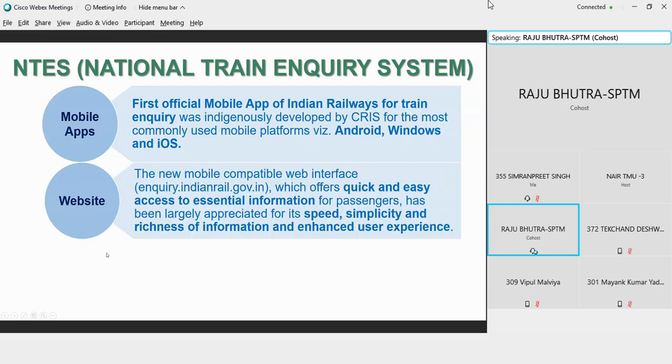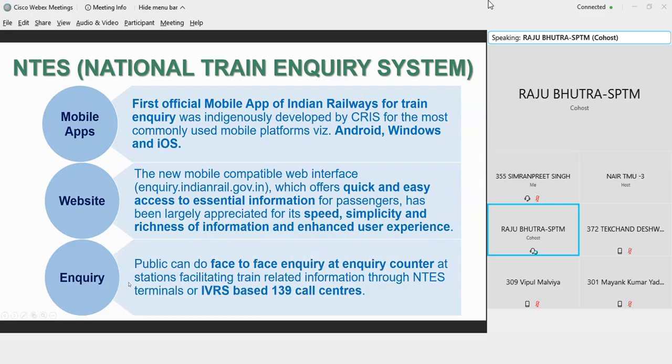And website is also available. This is the web interface available, inquiry.indianrail.gov.in, which offers quick and easy access to essential information for passengers, has been largely appreciated for speed, simplicity, and richness of information and enhanced user experience. So it is a very good site. I think all of you must also be using it.